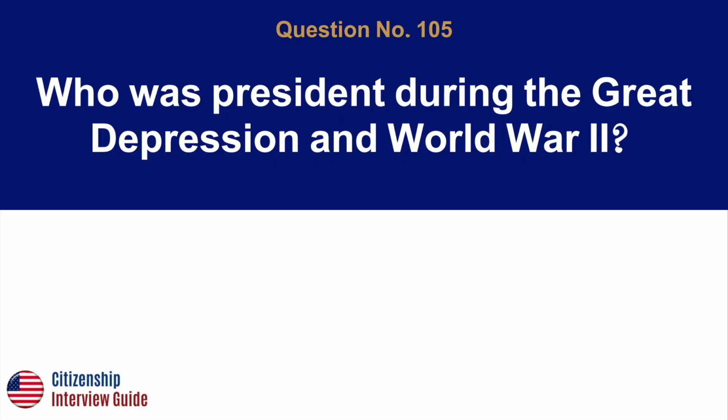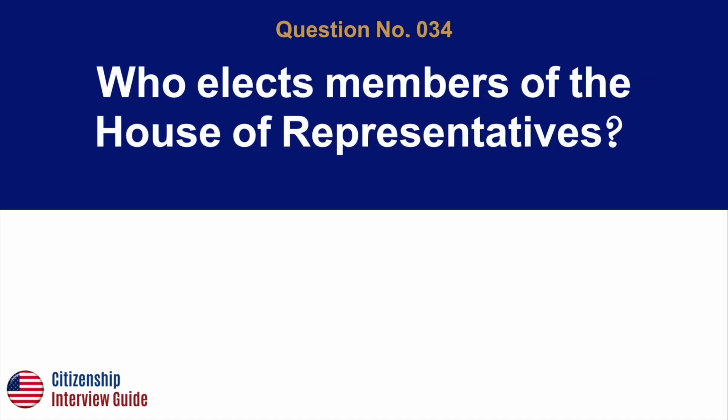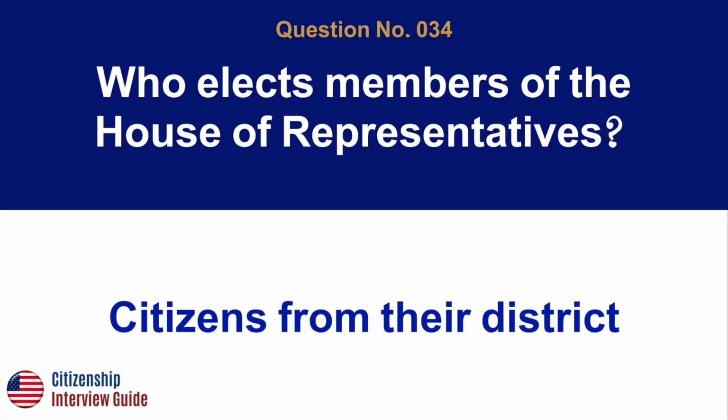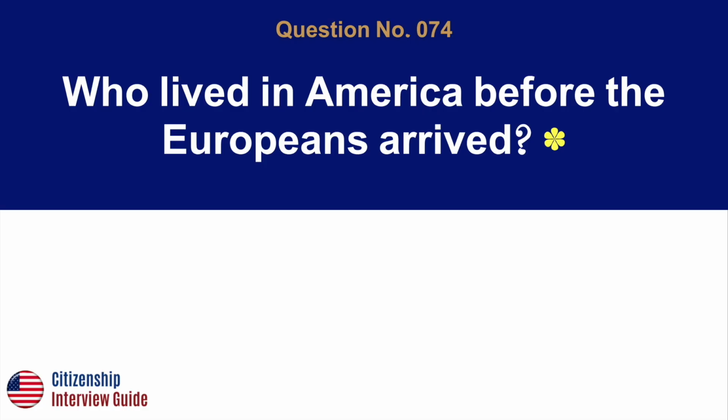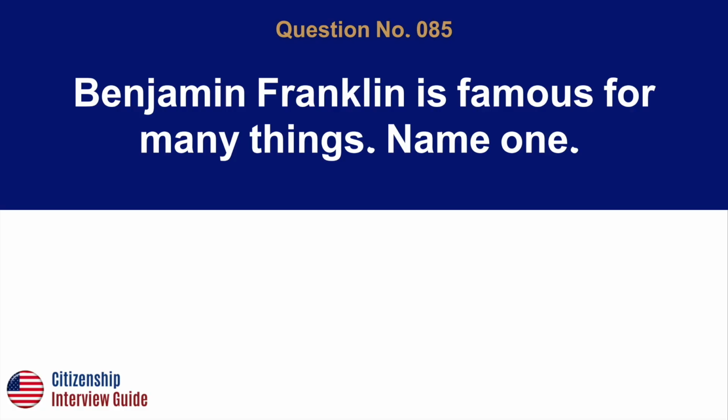Who was president during the Great Depression and World War II? Franklin Roosevelt. Who elects members of the House of Representatives? Citizens from their district. Who lived in America before the Europeans arrived? American Indians. Benjamin Franklin is famous for many things. Name one. U.S. diplomat.